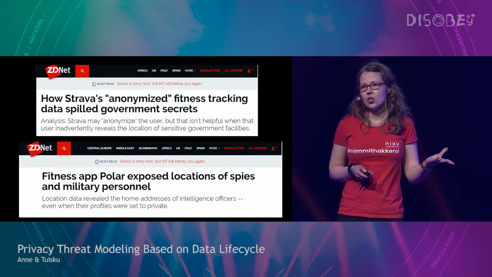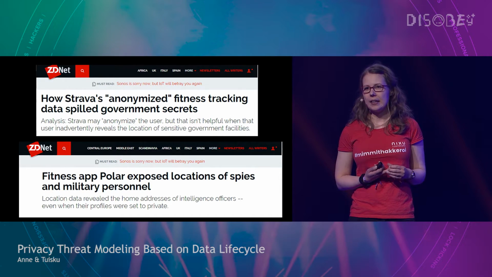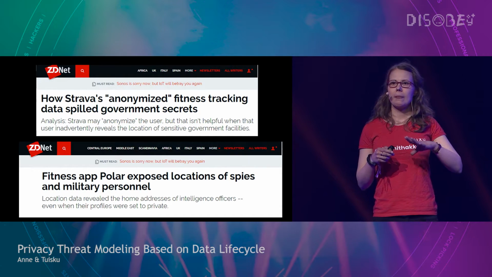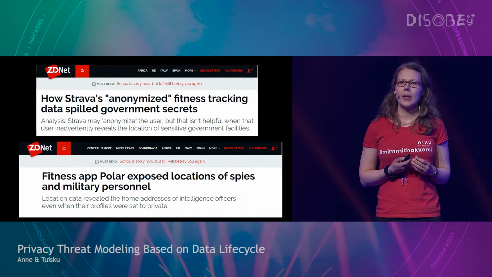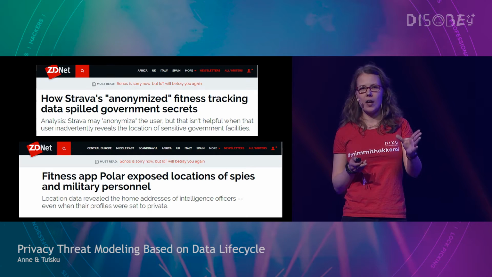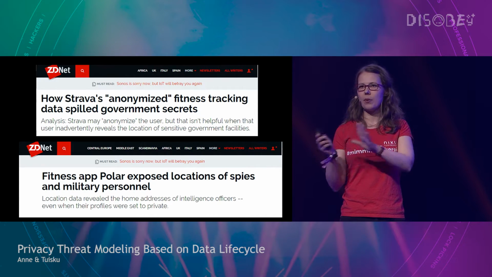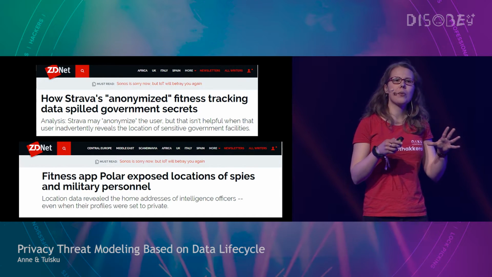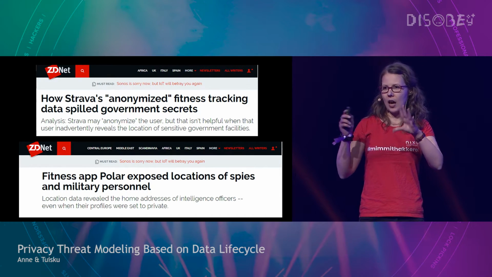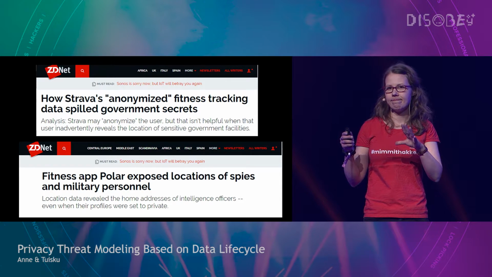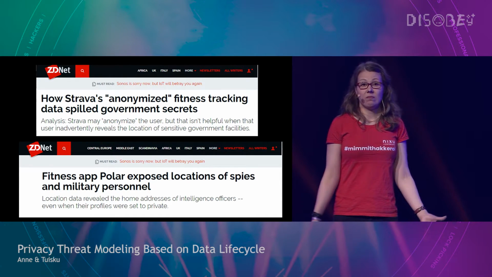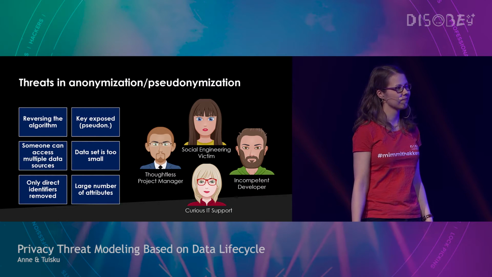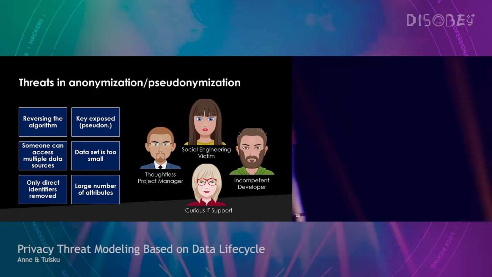Again, in July 2018, another fitness app, Polar, had this feature where you can show your routes. They were supposed to be private, and you could select if they're private or public. But then you could actually browse to somebody's private workout routes if you just tampered with the URL. So it's not easy, apparently. So again, we have some threats there.